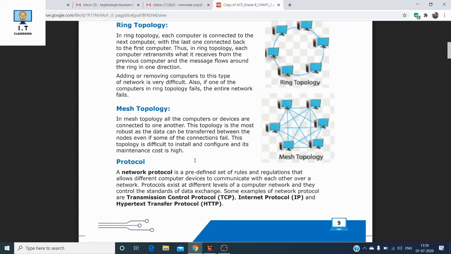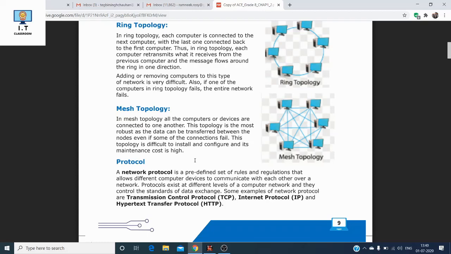Here I want to tell you that there are different protocols for different operations on the internet. First, I am explaining you about the TCP, which stands for Transmission Control Protocol. IP stands for Internet Protocol, and next is HTTP. This is known as Hypertext Transfer Protocol. But first of all, we will discuss about HTTP. It stands for Hypertext Transfer Protocol.